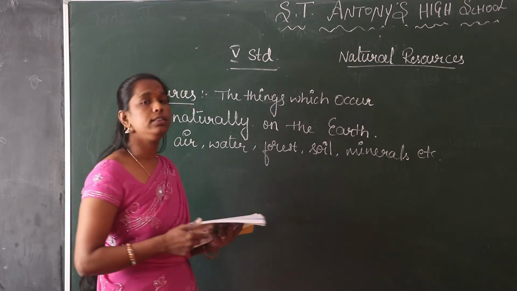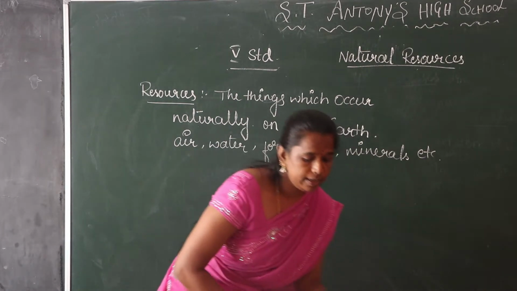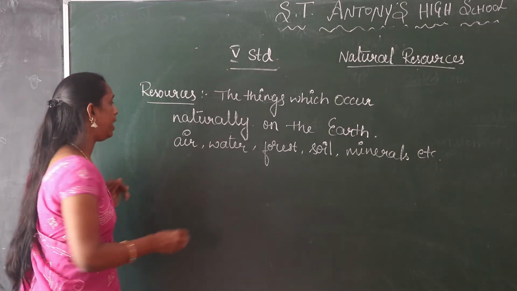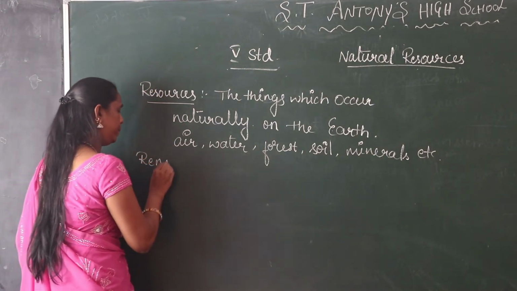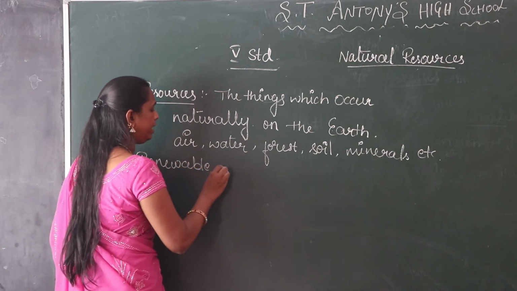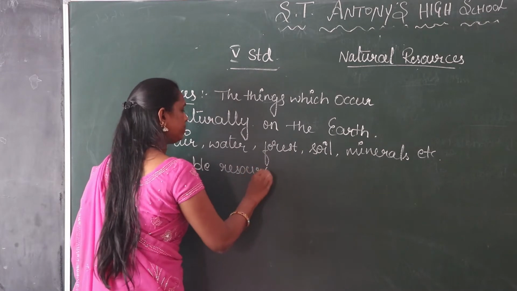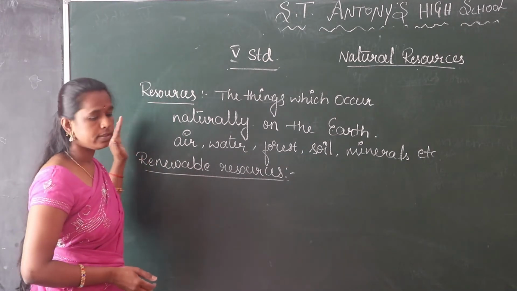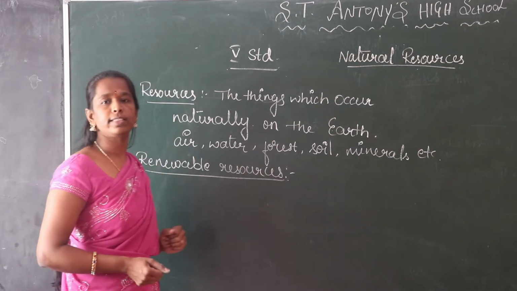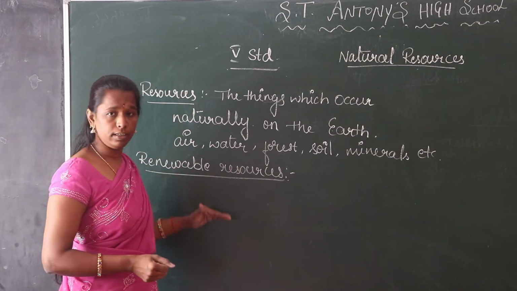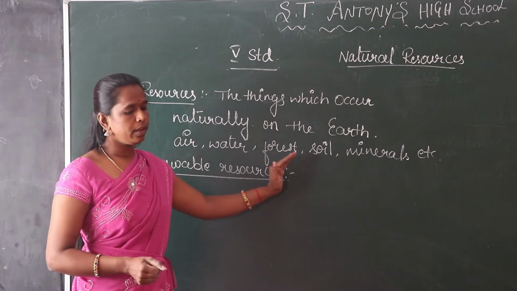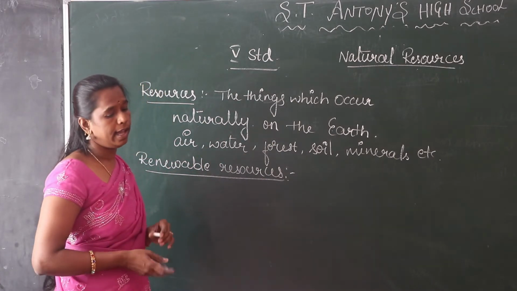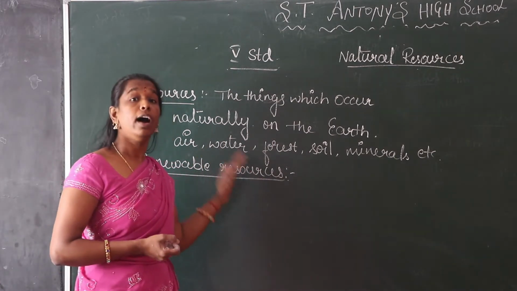Now let us discuss the types of renewable resources and non-renewable resources. The resources are classified into two types. The first one is renewable resources. These are the resources which are available continuously on the earth over the period of human lifetime.